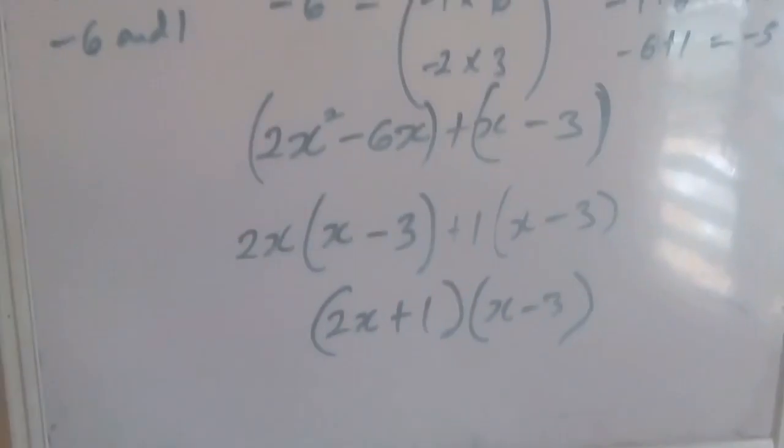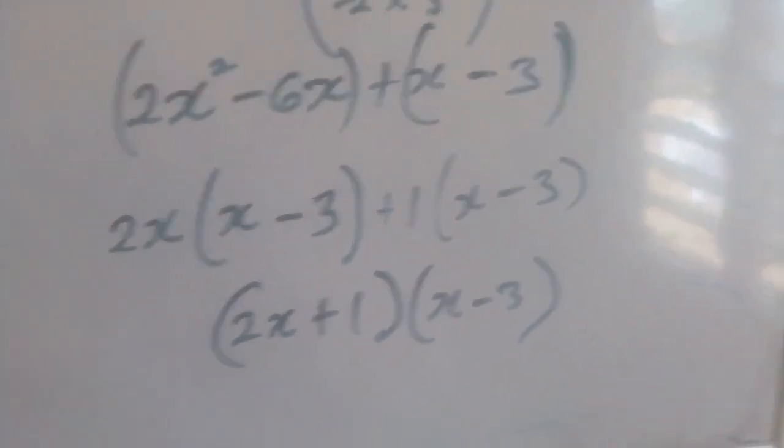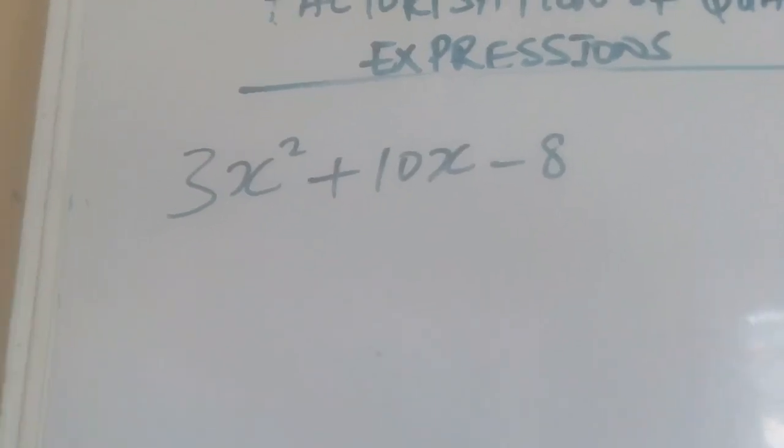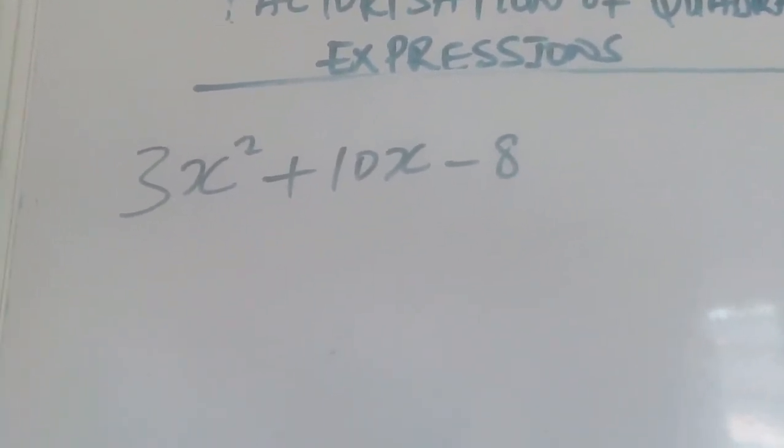So we'll do a last example and I hope you've been able to understand. In this last example, we have 3x squared plus 10x minus 8.